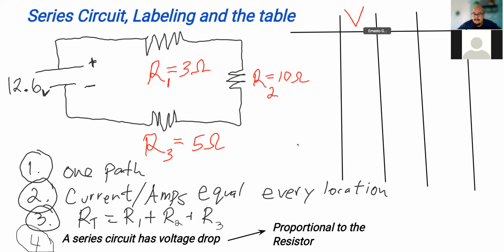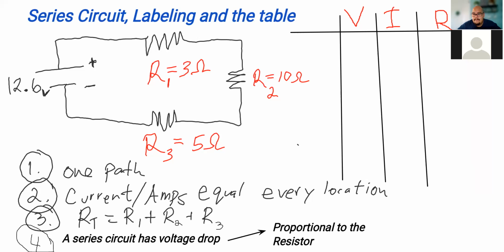This is current. That's a capital I for current. And this is resistance. Now I added one too many columns. There it is. All right. Now, how many resistors do I have? So I see 1, 2, 3.